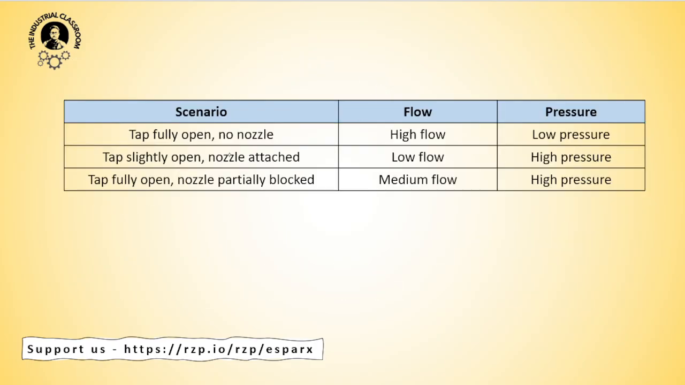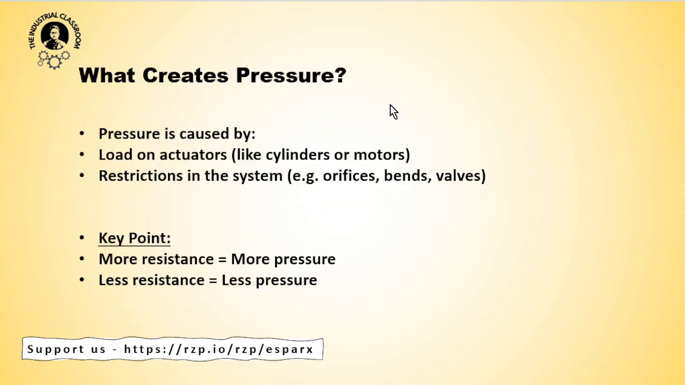Now let us consider a tap fully open without nozzle. We will consider it a high flow because whole water is coming but very low pressure. A tap is slightly open, nozzle is attached. It is low flow but high pressure. Next, tap is fully open, nozzle is partially blocked. There is a medium flow but there is high pressure. This was just an example.